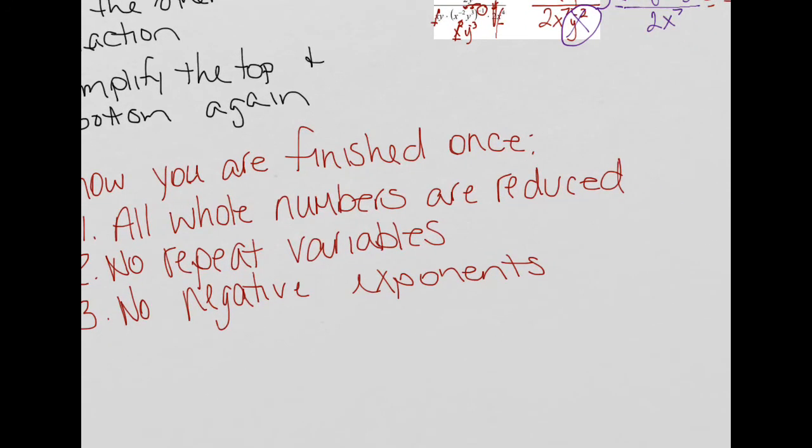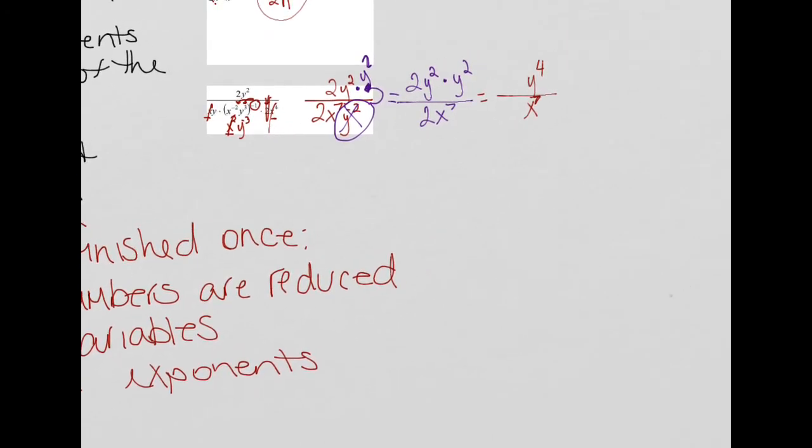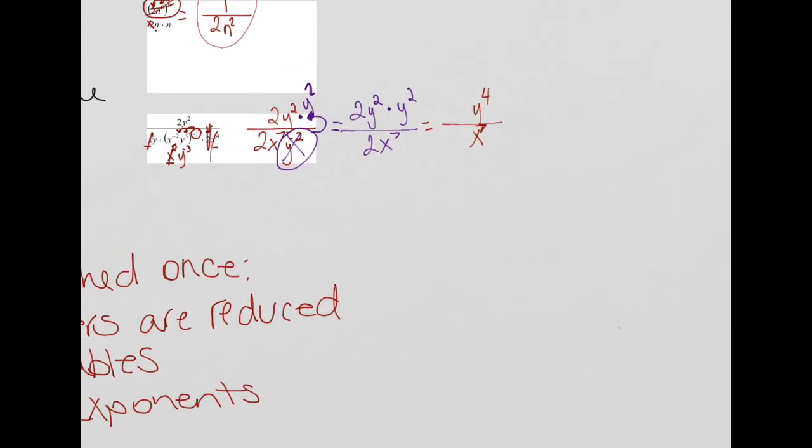Let's look. Are our whole numbers reduced? Yes, because 2 divided by 2 made 1. Are there repeat variables? Nope, I have one y written, and I have one x written. And do I have any negative exponents? No, I do not. That's how I know I'm done.